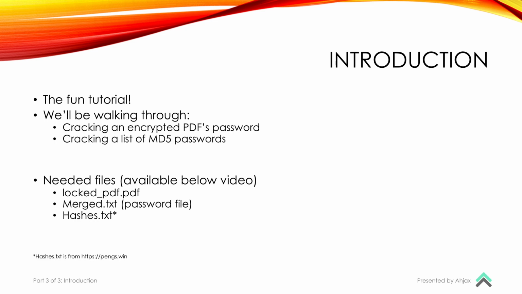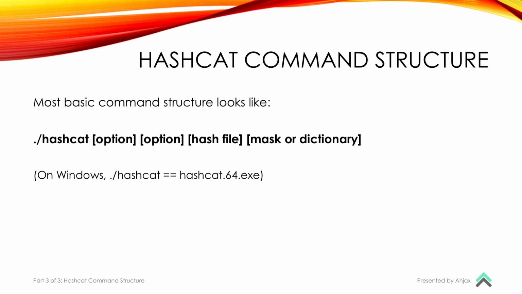So before we start cracking, let's review the Hashcat command structure, flags, and output. This will help us understand the commands we're going to type in and the results we'll get. So the most basic Hashcat command is as follows: ./hashcat followed by options, a hash file, and a mask or a dictionary.